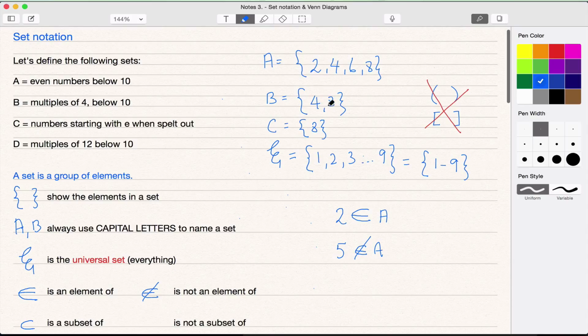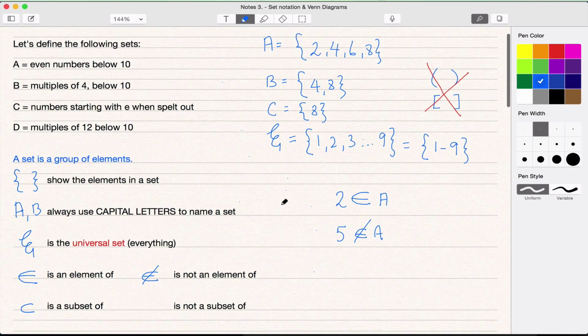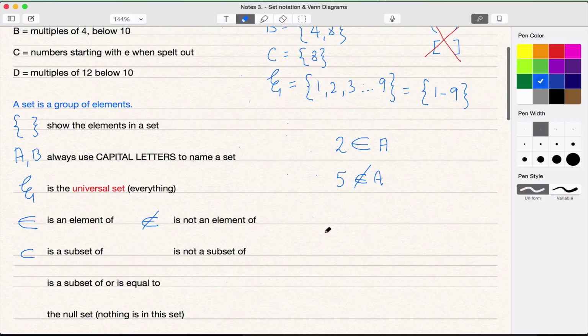B has 2 numbers in it, and these 2 numbers are in A as well. B is a subset of A. Now you want to make sure again you've got your curved line and it's got the extra long arms on it so it doesn't look like a capital C.